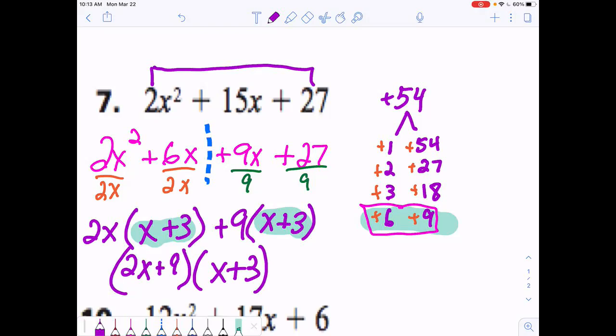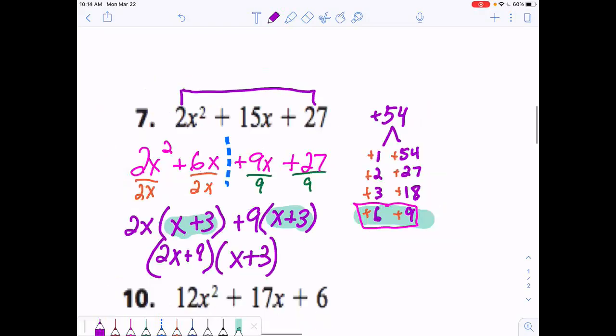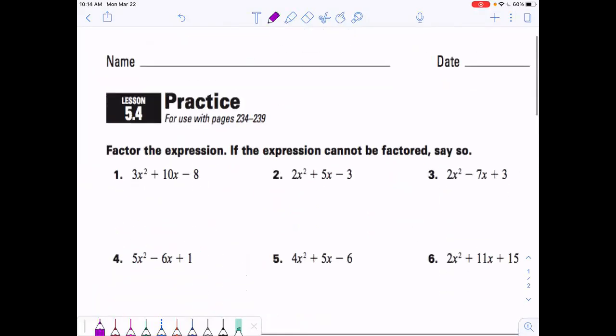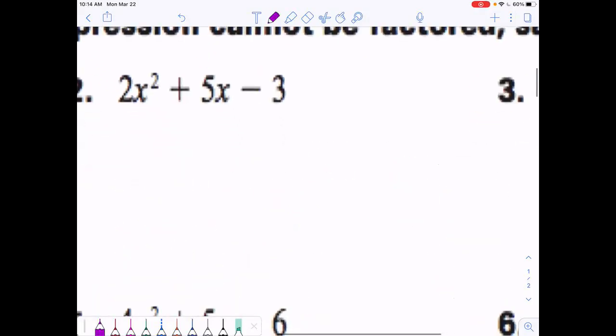All right, Bill, why don't you pick one to do with us? Any problem? Whole page. All right, let's do number 2. Bill, what's your A times your C? And again, I'm gonna put the brackets on here. Well, what's two times -3? Yeah. So our AC is gonna give you a -6. So now what are factors of 6, Bill?